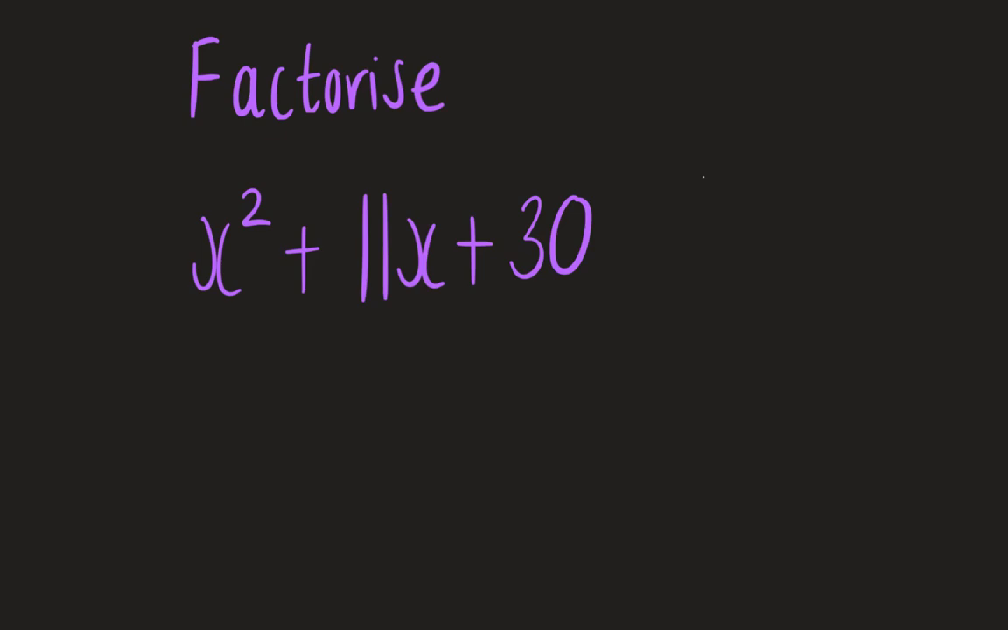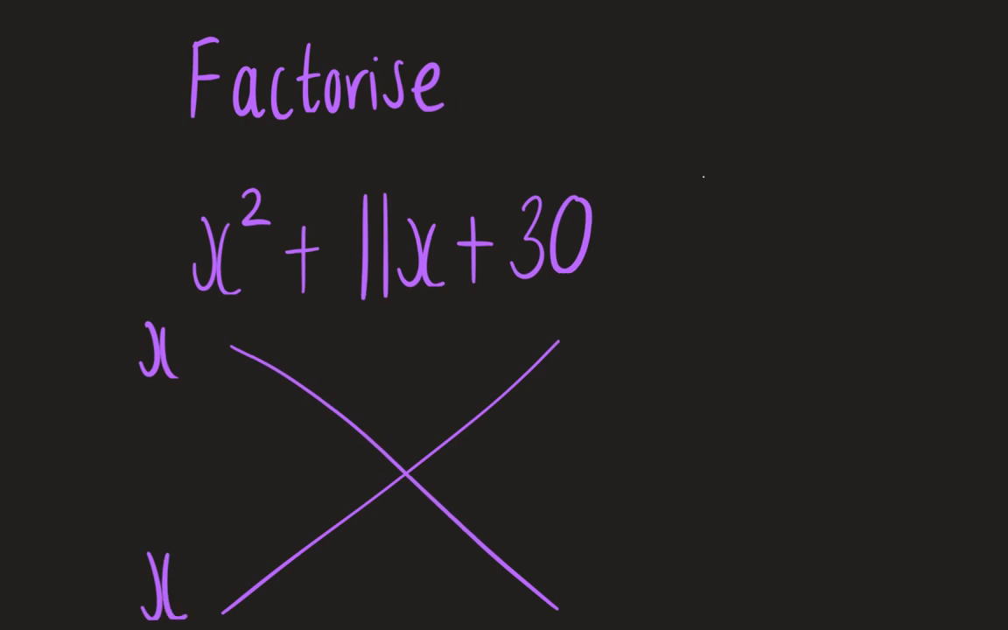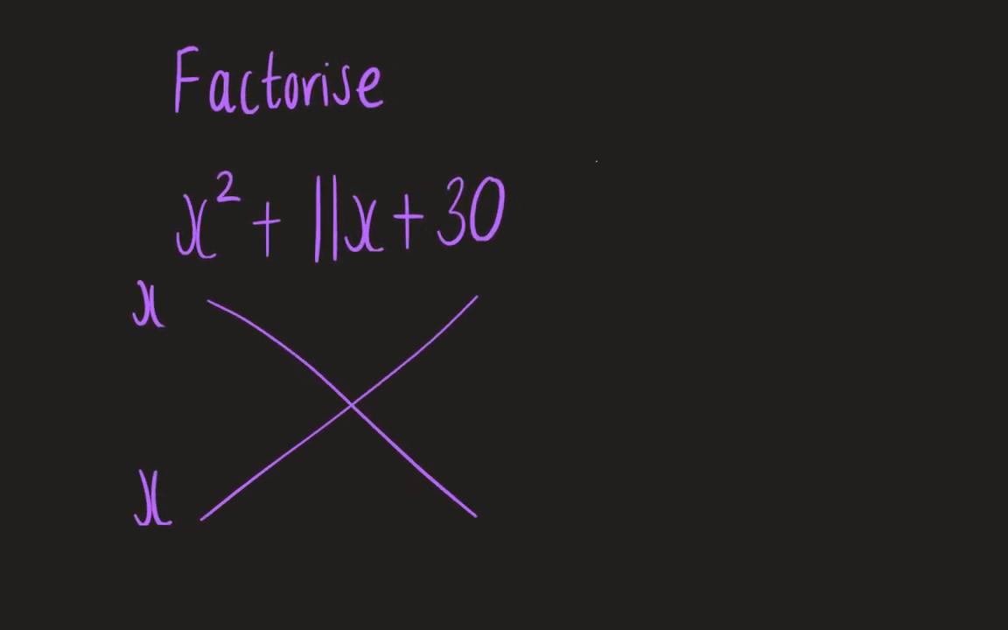Hey guys, this is a review video for factorising quadratics using the cross method. So step 1, we draw our cross. Step 2, the left hand side, remember, is always x and x. Step 3, we think, what are two numbers that multiply to give me 30 and add to give me 11?